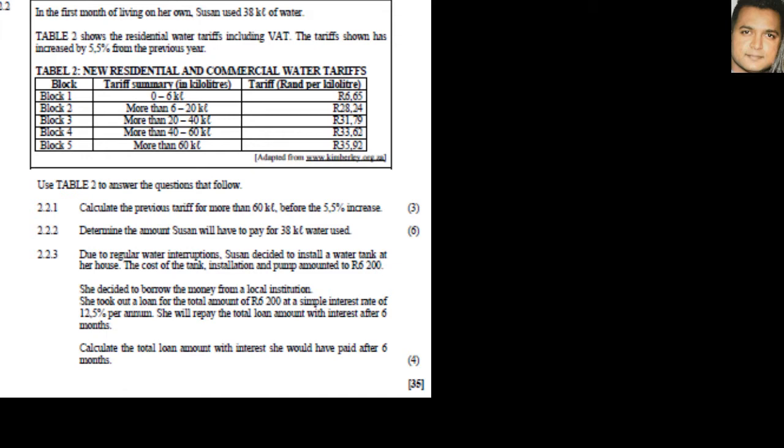Calculate the previous tariff for more than 60 kiloliters before the 5.5% increase. So let's look at what the question asks us to look at, which is the more than 60 kiloliters. Now if you look at the tariff table, you'll see there's a section called more than 60 kiloliters, and what they want us to do is to take the tariff amount there of 35 rand and 92 cents, and we need to remove the 5.5% increase. So let's write the 35.92.